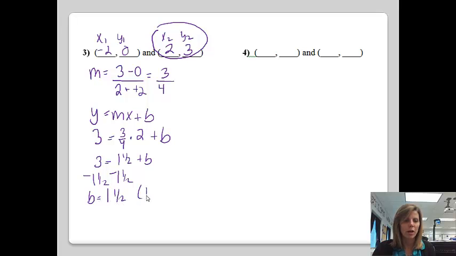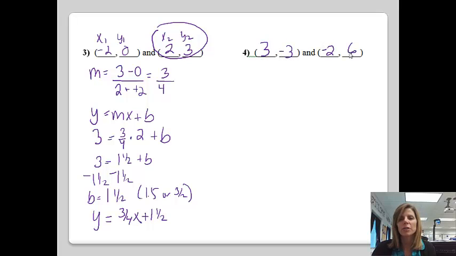You could also have this as 1.5, or you could have it as 3/2. All of those would be equivalent answers. And then my equation of my line will be y equals m, which is 3/4 x, plus the b, which is 1.5. Alrighty, let's try one more. Let's say I've got 3, -3, and then I've got -2, 6.